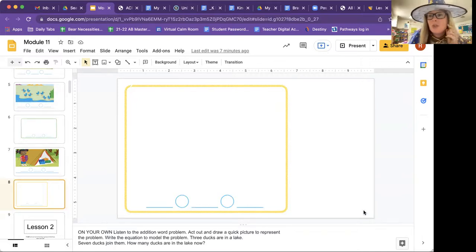So what you need to do is you need to represent it with shapes. How many were there at the beginning? And how many more join them? And then how many are there all together? Okay. Then I need you to show your homeschool teacher just to make sure you understood.